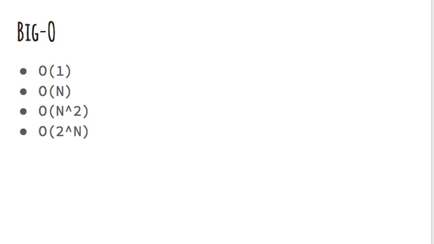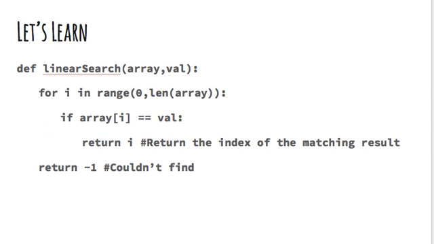Now, Big O of 2 raised to n denotes an algorithm whose growth doubles with each addition to the input data set. For example, the recursive calculation of the Fibonacci series.